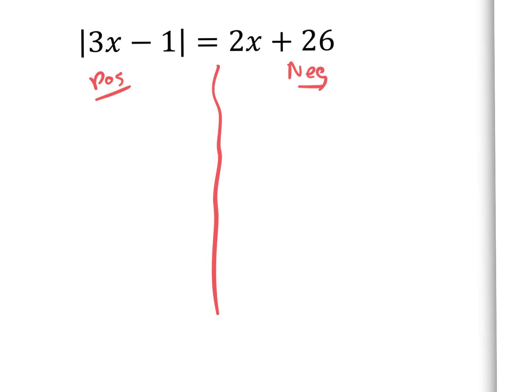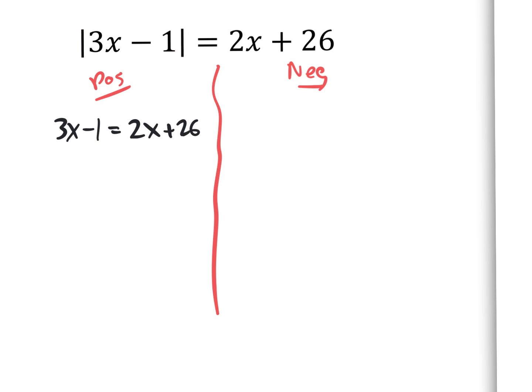Squiggly line in between. Now, again, the positive situation is writing it exactly the way it is without the absolute values. So you have a 3x minus 1 equals, you have a 2x plus 26. Exactly the way it is without the absolute values.